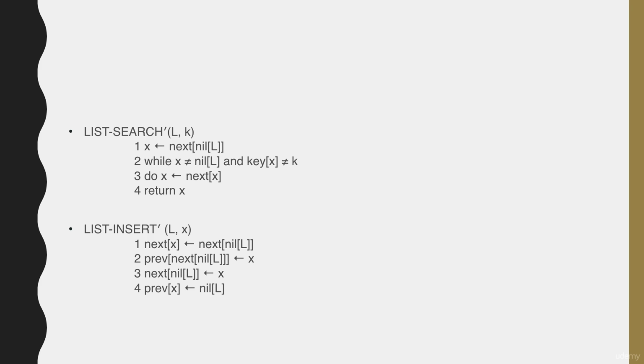The code for list search remains the same, but with the references to nil and head of L changed as specified here. We use the two-line procedure list delete to delete an element from the list. We use the procedure list insert to insert an element in the list. So here it shows the effects of list insert and list delete on a sample list.